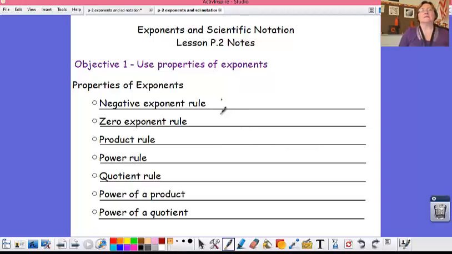Hi, this is our second lesson in our prerequisite chapter, and today's topics are exponents and scientific notation, which kind of go hand in hand. What we want to do quickly is review some of the properties of exponents, and we'll begin with the negative exponent rule. What this says is that a number raised to a negative power, like a raised to the negative n, is the same thing as talking about the reciprocal of the number, so 1 over a raised to that positive power. So a to the negative n becomes 1 over a to the n.